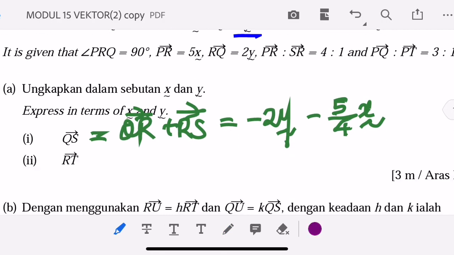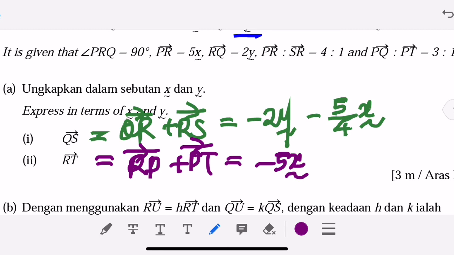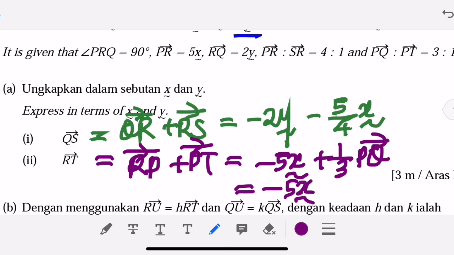So let's write down the triangle law. RT is equal to RP, and then we add the PT, right? Okay, so this is the triangle law. And we substitute the vector. Inside is negative 5x plus 1 over 3 vector PQ. As I mentioned to you, you look at the PQ, you have to use the big triangle to find the vector PQ first before you can solve further.